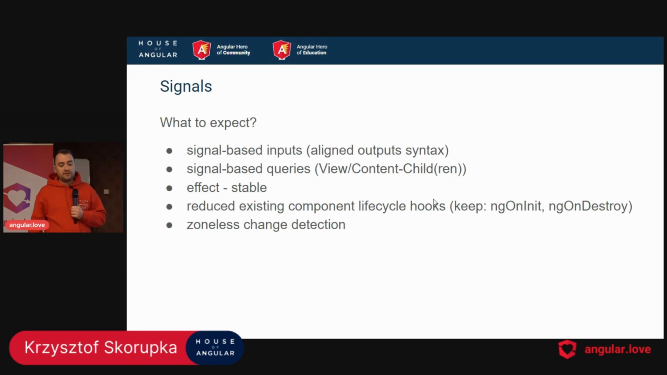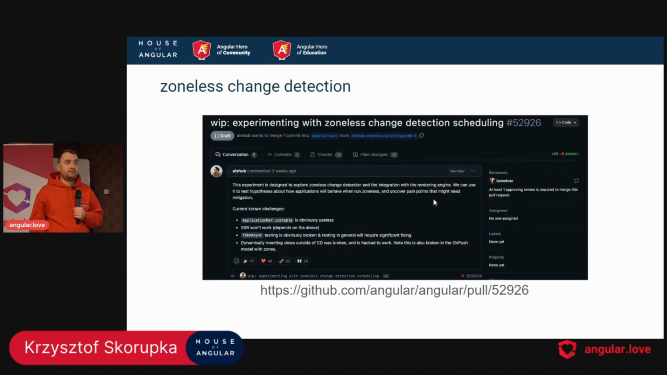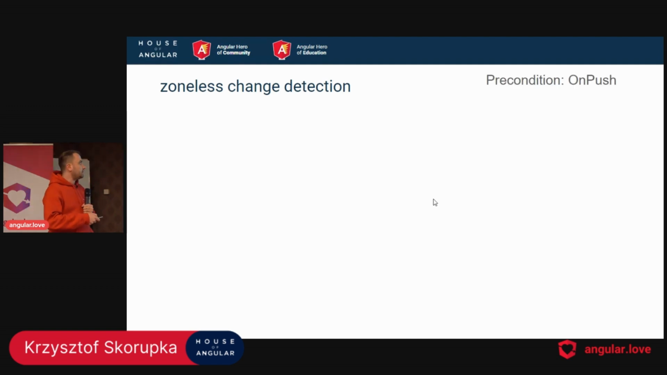Okay, and then the next thing will be zoneless change detection. At this point, things are getting interesting again. This started with a specific commit or draft PR by Alex, experimenting with zoneless change detection. What we got there is that he created a new change detection scheduler, which is no longer based on Zone.js.